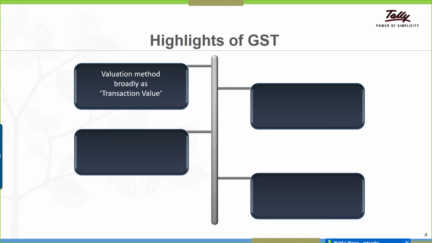And a few other points. Valuation method is broadly the transaction value. It's nothing but, in the invoice, apart from the product value, if you are charging anything else, assume transportation, insurance, or any other charges, you need to ensure that it will be added to the product value, then you need to charge GST. That's called the valuation method, broadly the transaction value. Now onwards, each transaction with regard to branch transfer is taxable, and immediately it can be eligible for input tax credit as well.